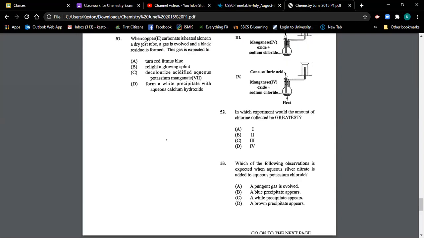53. Which of the following observations is expected when aqueous silver nitrate is added to aqueous potassium chloride? Aqueous silver nitrate, that is a test for cations. Not cations, sorry, anions. We use silver nitrate, usually followed by ammonia. When there is the presence of chloride, we get a white precipitate. So we'll get a white precipitate if chloride is present when I use silver nitrate. We're looking for the observations. The correct answer will be C.